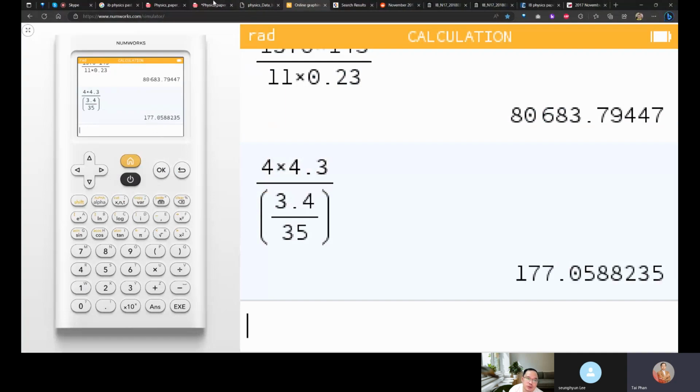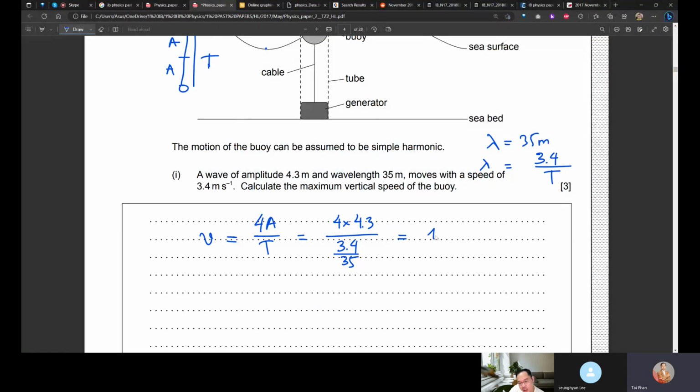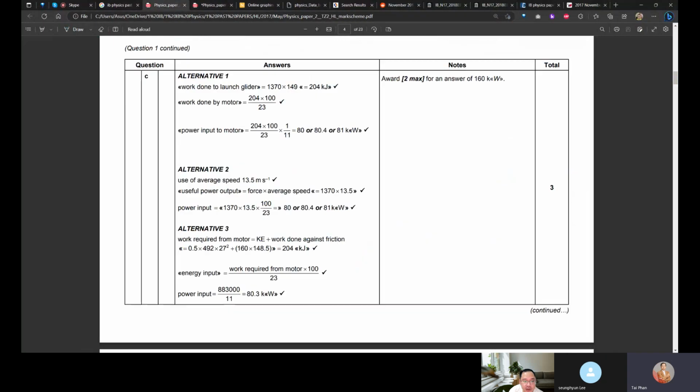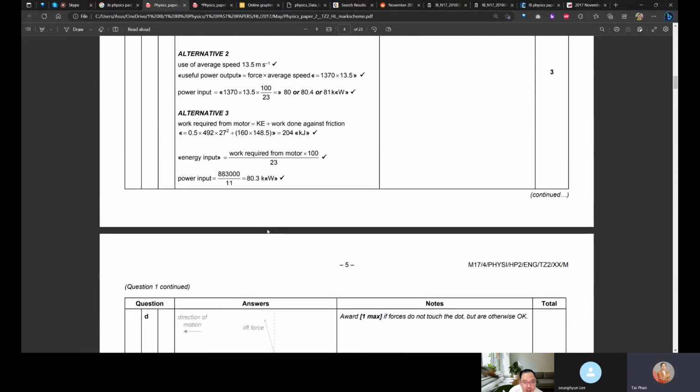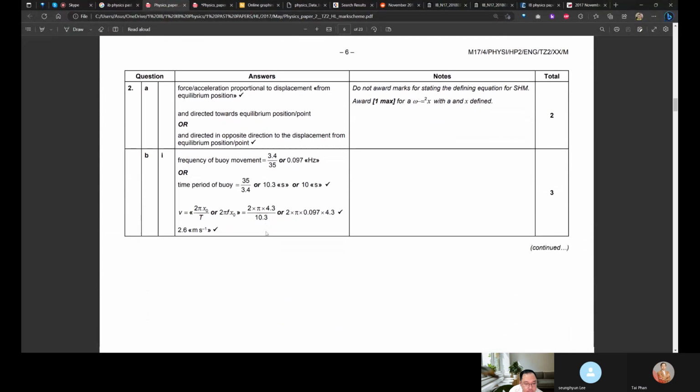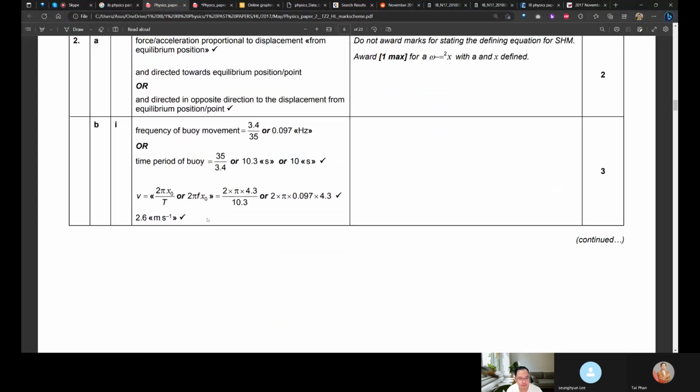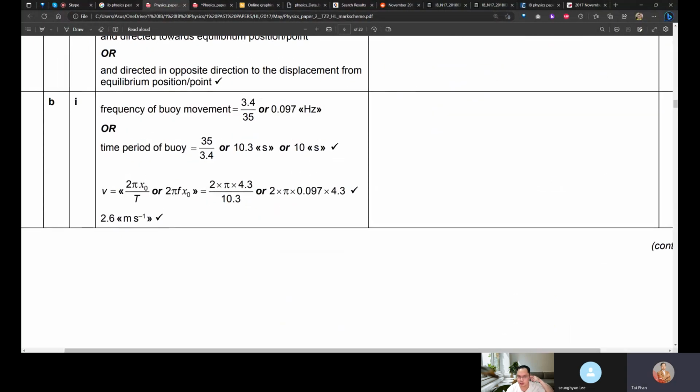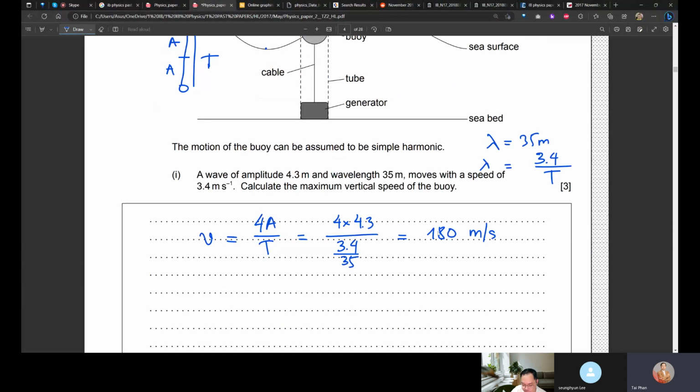177. If we round to 2 significant figures, it will be 180 meter per second. Very fast, huh? It doesn't make sense. Something is wrong. It's too fast. Let me check the math. I haven't solved this problem for a long time. Okay, the period is the inverse of my solution. There's something wrong. Oh, okay. So sorry.